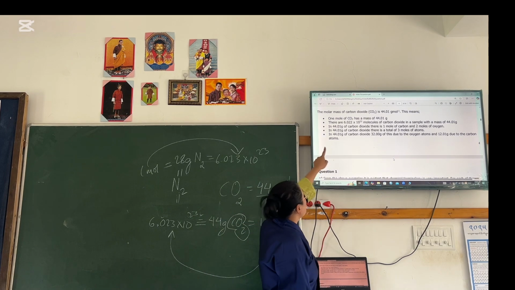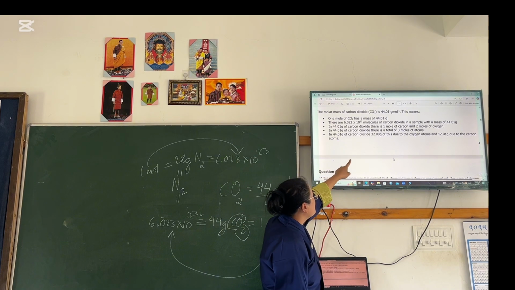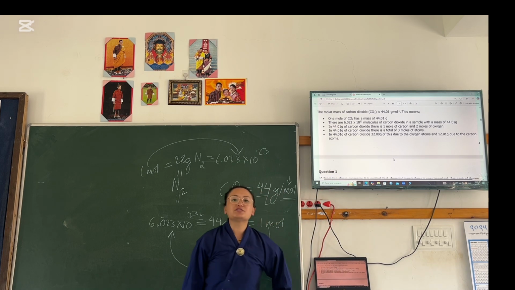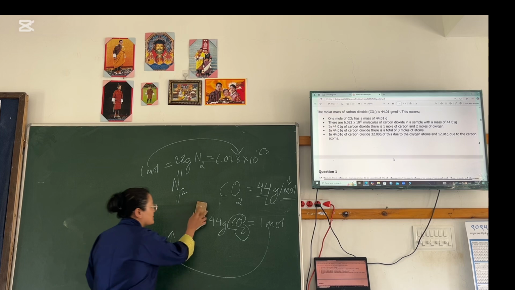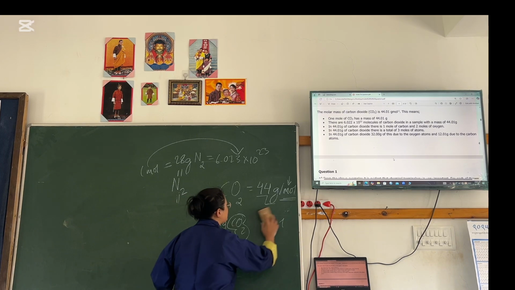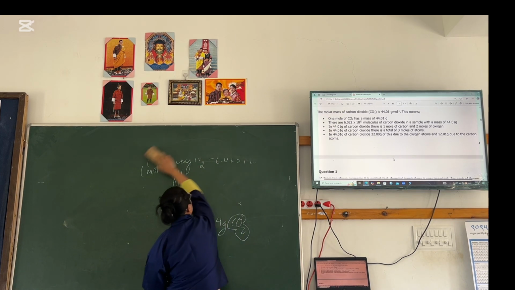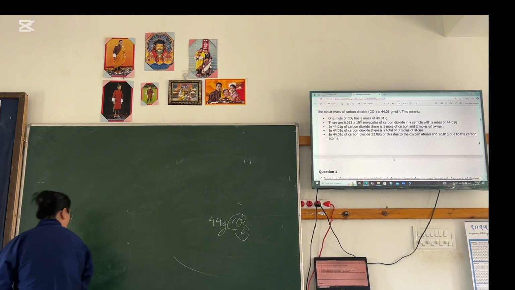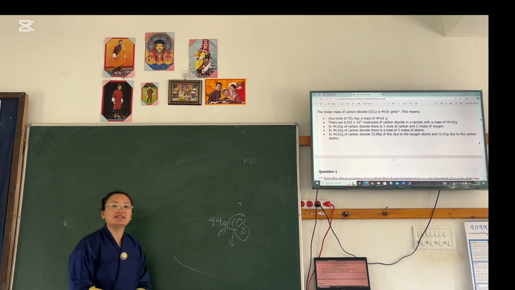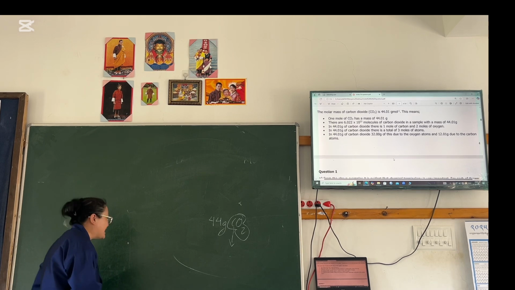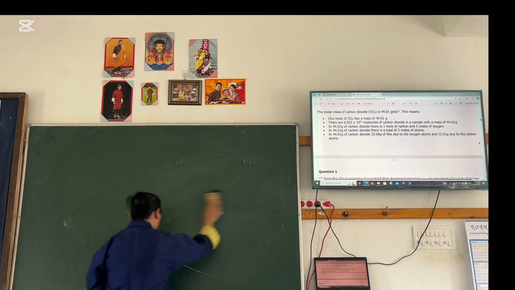Okay. Now, the fourth one. In 44 grams of CO2, there is 1 mole of carbon and 2 moles of oxygen. How did we get that? So in that 44 grams of CO2, how many moles of carbon are there? 1 mole of carbon, and then how many moles of oxygen? 2 moles. So that you get from its formula.